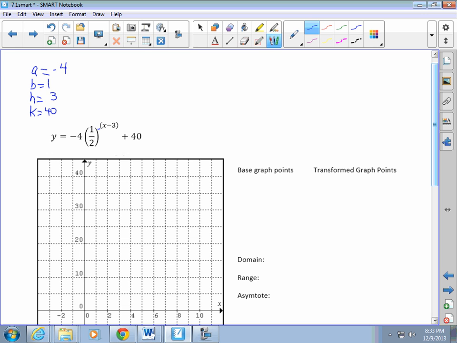So that means I have a vertical stretch factor of -4. My horizontal stretch factor is just 1, because my B value is a 1. This means that I'm going to go 3 to the right, and this means that I'm going to go 40 up. This A value had a negative in it, so that means it's going to reflect in the x-axis. So my flip then will flip across that x-axis.